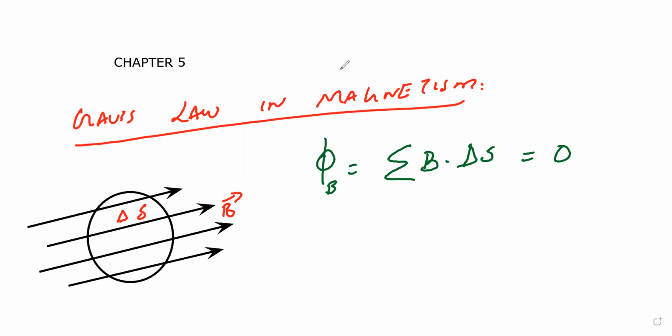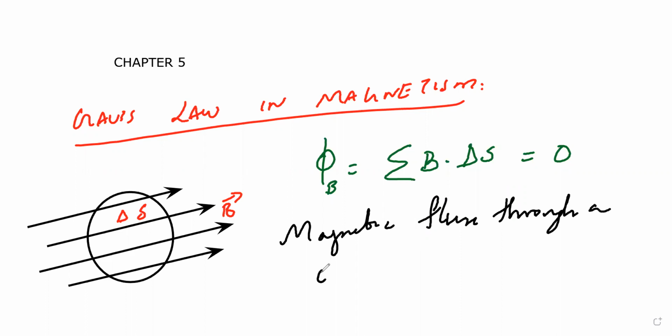So this I put as 0. Why? Because magnetic flux through a closed surface is 0. I'm just reading this actually. The magnetic flux through a closed surface is equal to 0. So you should ask me why the magnetic flux through a closed surface is 0.